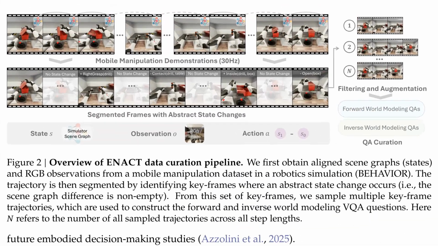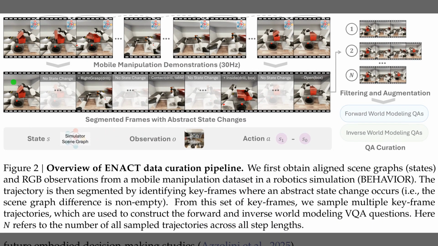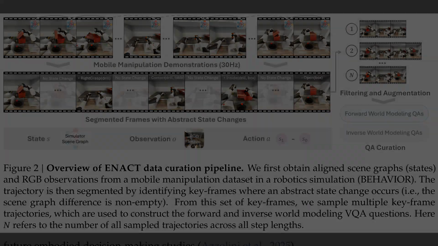Well, Figure 2 explains how those egocentric questions actually get built. The top strip shows dense mobile manipulation demonstrations, where a robot moves and interacts at 30 Hz. The middle strip highlights only the keyframes where the symbolic scene graph changes, such as grasping a drill or putting it inside a box, which drastically compresses the sequence. The right side then samples many shorter trajectories from these keyframes, and the bottom row turns each trajectory into forward and inverse world modeling question-answer pairs.